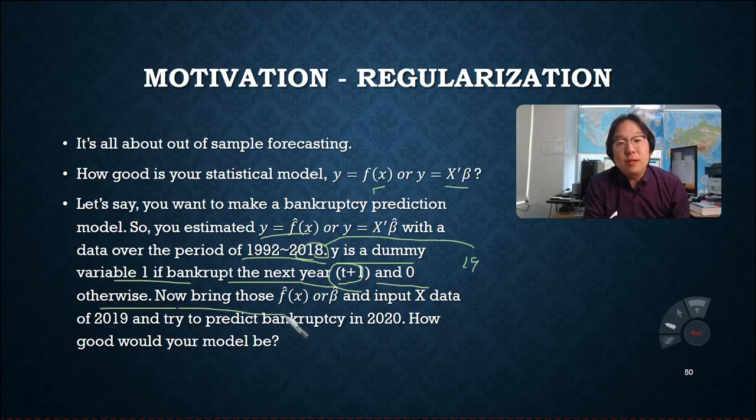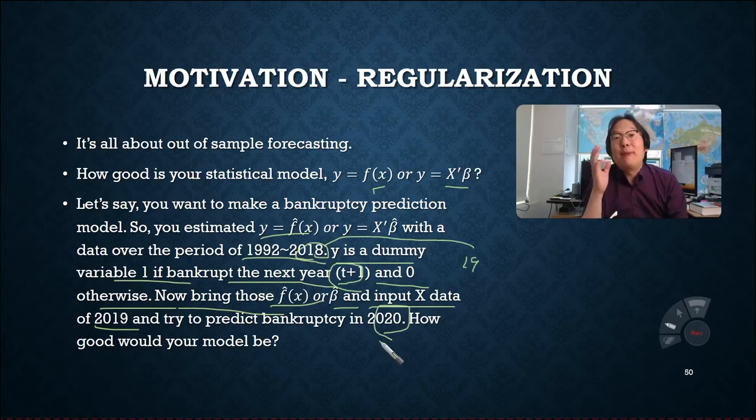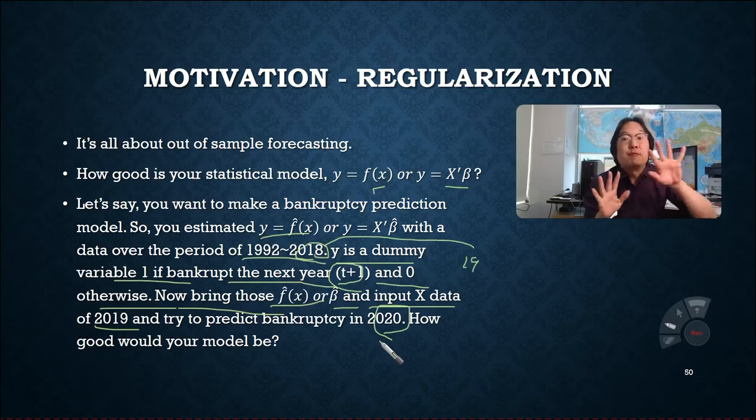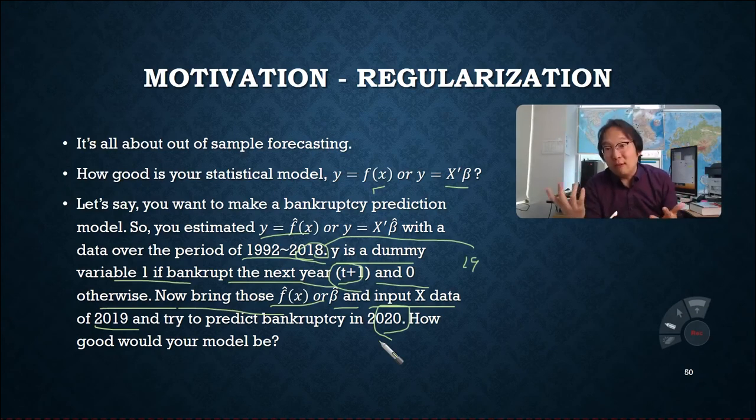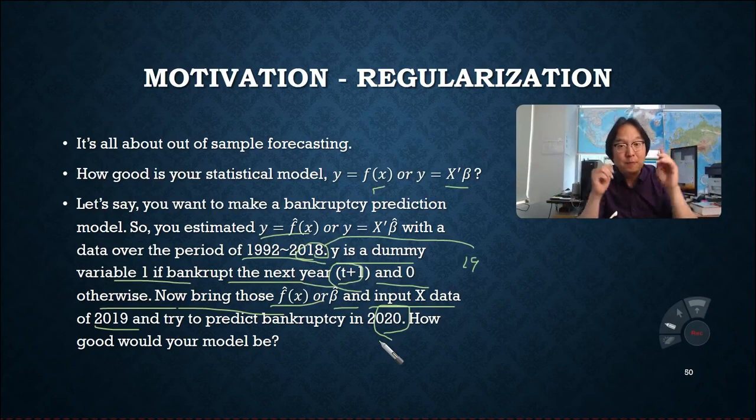Now, bring those f hat or beta hat and input x data of 2019, one year forward, and then try to predict the bankruptcy in 2020. Remember that beta is estimated in the previous years, not this year, right? You want to predict the bankruptcy of 2020. Still we are living in 2020, so it will be beneficial for us if the model works nicely, so that we can predict which company will go bankrupt and which will survive. We'll have some good idea out of it. How good would your model be is the question.